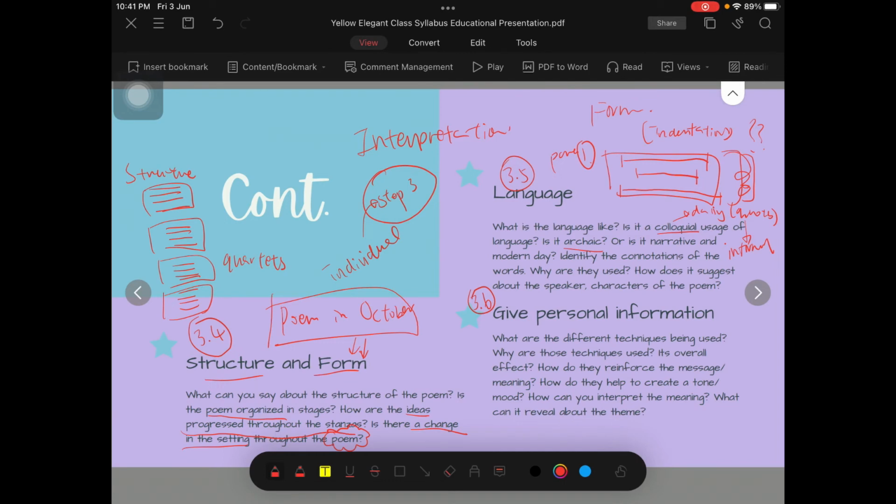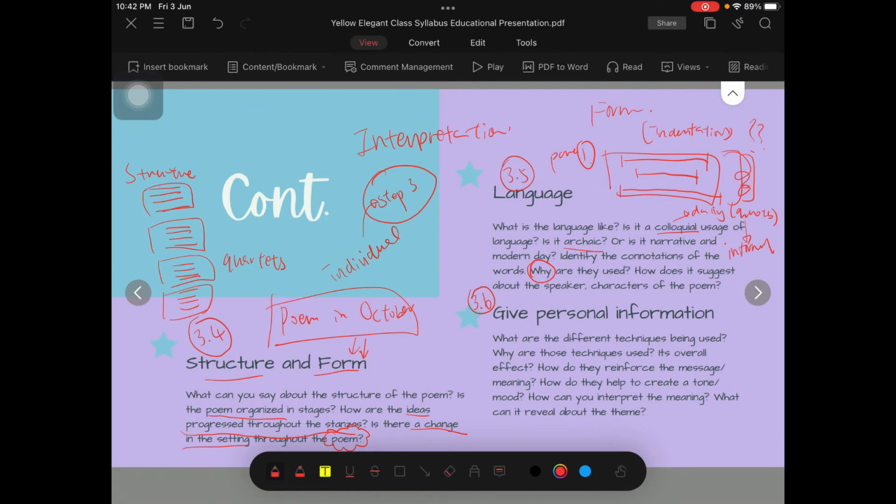And then also, you have to think about the language. Is it descriptive? Is it narrative? Is it modern day? Is it something that's more explanatory? Is it progressive? Is it active? Is it dynamic? Or is it just static? You need to think why. Why is the language used in this particular way, and what does this suggest about the speaker and the characters of the poem?